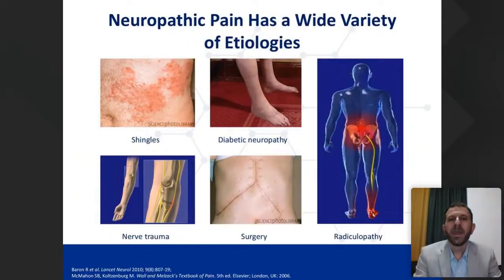Now, neuropathic pain has a wide variety of etiology. It's not just one disorder that can cause neuropathic pain. Usually, neuropathic pain is a result of some injury to the nerve, whether it's shingles or diabetic neuropathy, which I will not be talking about in big detail today because there will be another webinar specifically about diabetic neuropathies. Surgeries can cause it, as well as nerve trauma, and radiculopathies can be another etiology, which Dr. Waleed will be talking about in our next lecture.